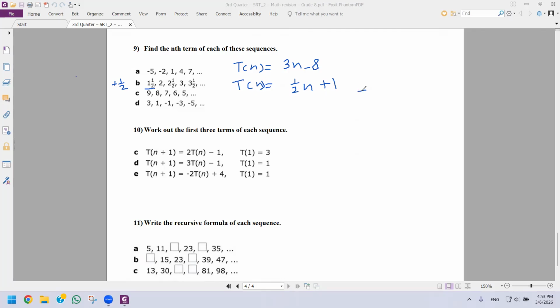Next one, C. Tn equals to, we have minus 1, minus 1, minus 1, minus 1. So it's minus n. Now what's the first term? You have 9. And if we substitute n by 1, it's minus 1. How much do I need to add to make it 9? Minus 1 plus 10 will be 9. So it's minus n plus 10, or some of the students will write it like 10 minus n, which is fine.